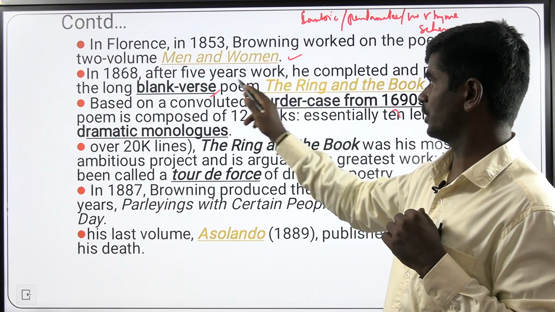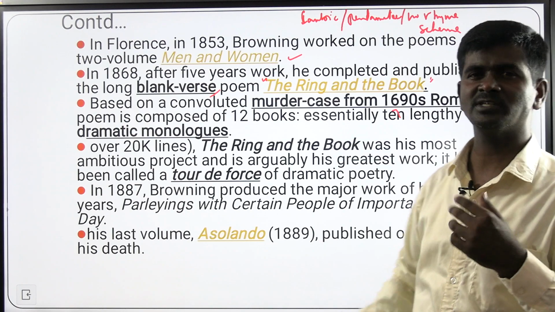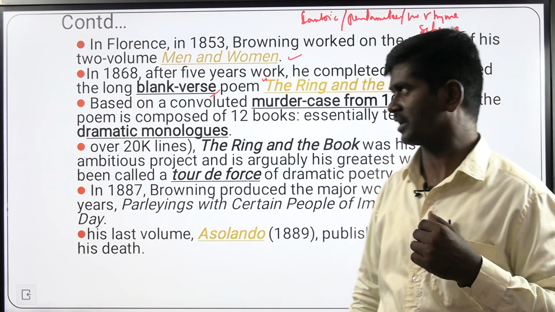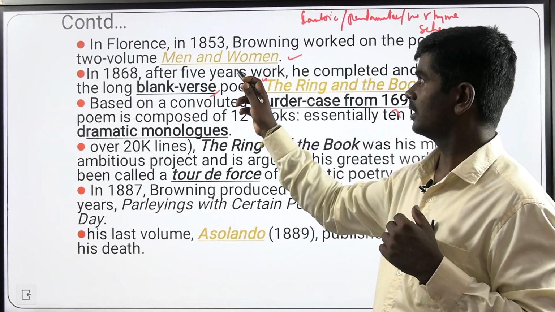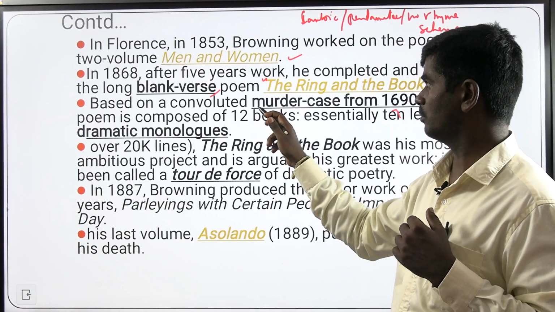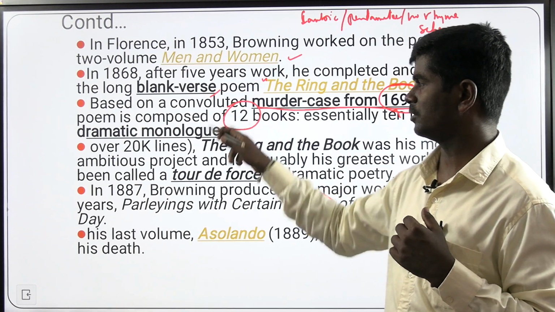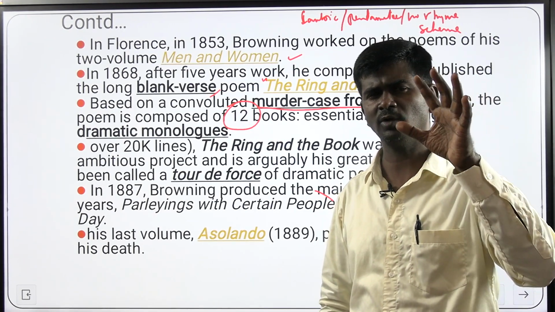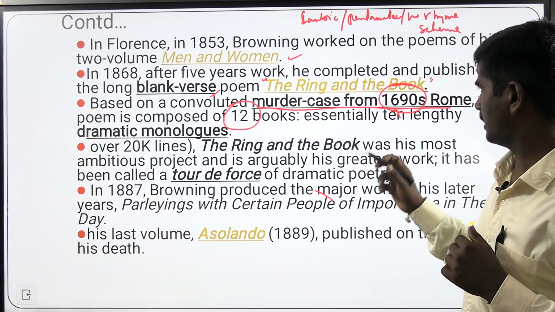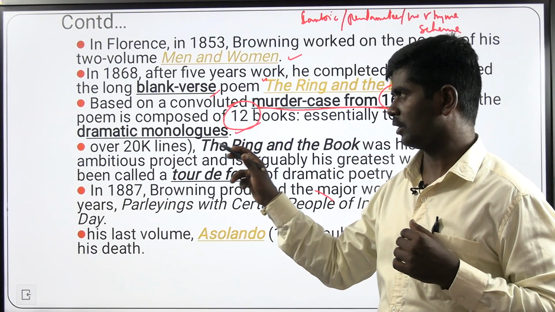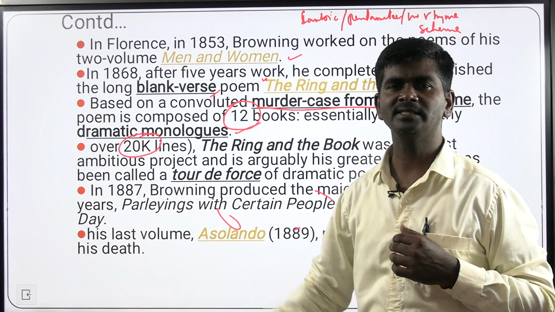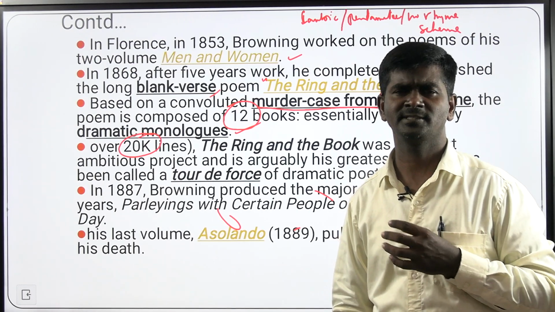Next, the blank verse poem The Ring and the Book, which is nothing but an epic, we can say. It is all about a murder case from 1690s Rome, in 12 volumes. Usual epics are composed in 12 volumes. It has dramatic monologues, and it is composed in not less than 20,000 lines.